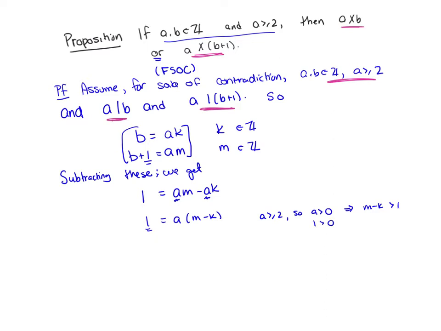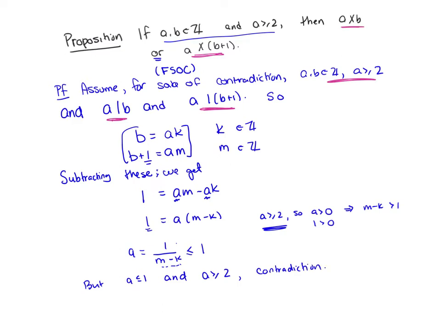And I can actually solve for A here, to get A is equal to 1 over M minus K. But this M minus K is some positive integer. So 1 over a positive integer has to be less than 1, or equal to 1 if M minus K is equal to 1. But now we have that A is less than or equal to 1, and from our assumption, A is greater than or equal to 2. That gives us a contradiction. It can't be both of those.